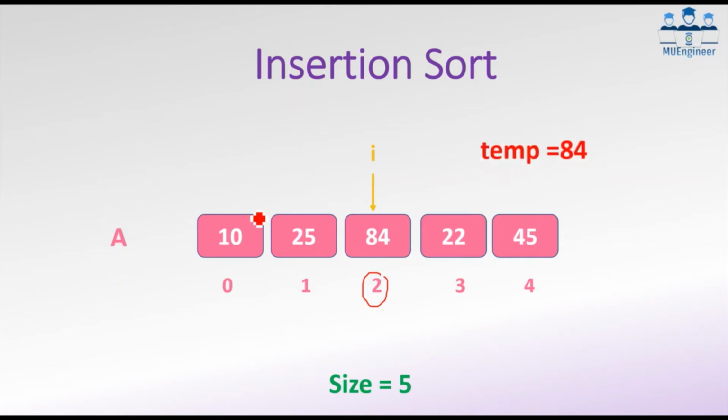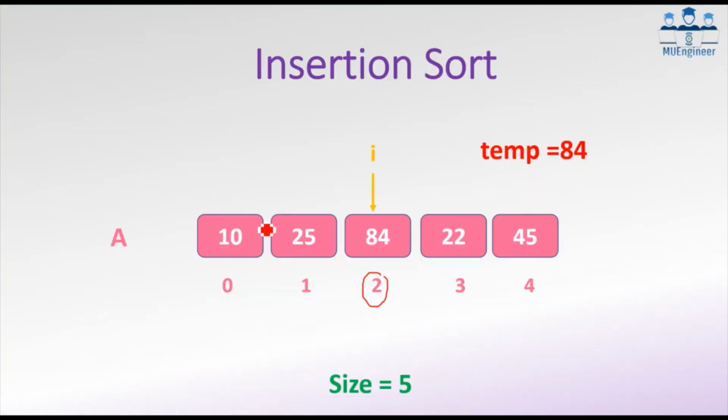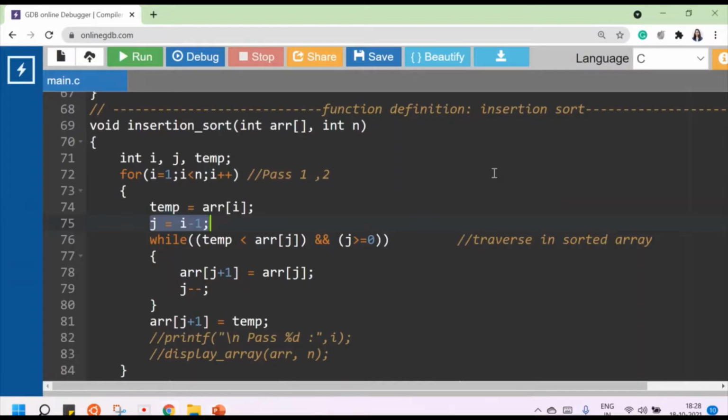So that means temporary is equal to 84, right? And then j is equal to i minus 1. That means j is pointing to 25. Now at this moment, this is a sorted list and this is the unsorted list. So what I have to do is bring the first element of the unsorted list to the sorted list. That means 84 I want to bring to the sorted list.